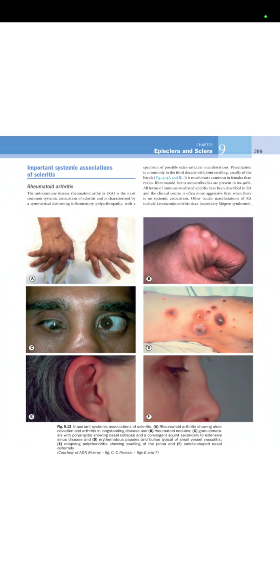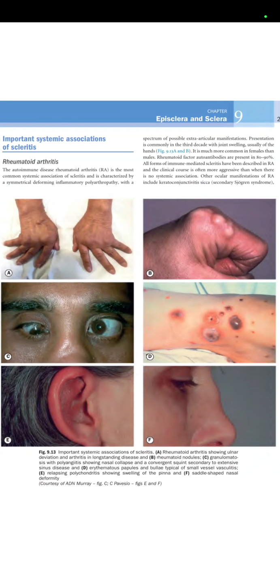So you can see this figure 9.13, important systemic associations of scleritis. Rheumatoid arthritis showing ulnar deviation in long-standing disease. Rheumatoid nodules. C is showing granulomatosis with polyangiitis, showing nasal collapse and convergent squint secondary to extensive sinus disease. So there is a sinus disease which is causing the convergent squint and the nasal collapse.